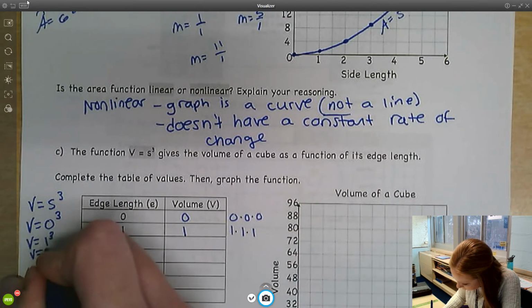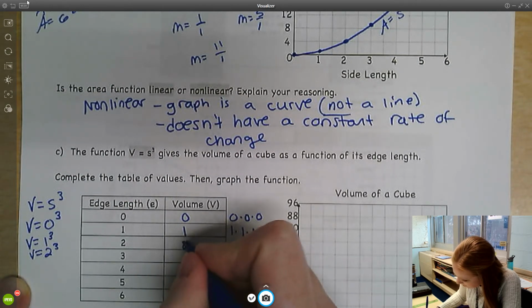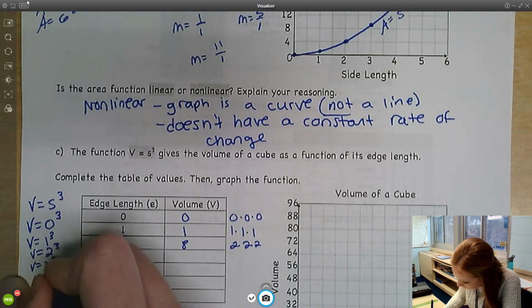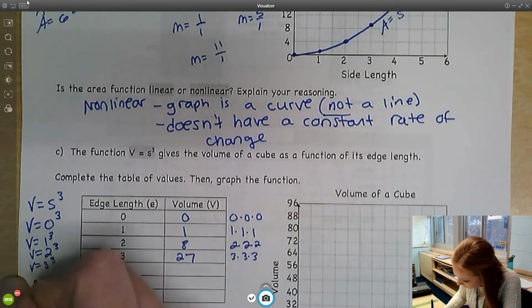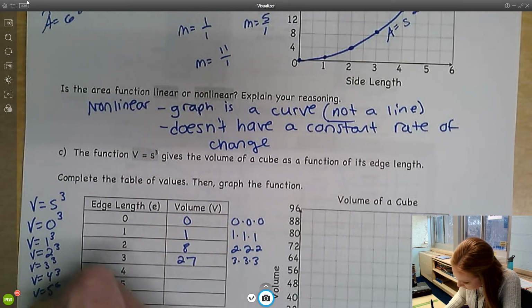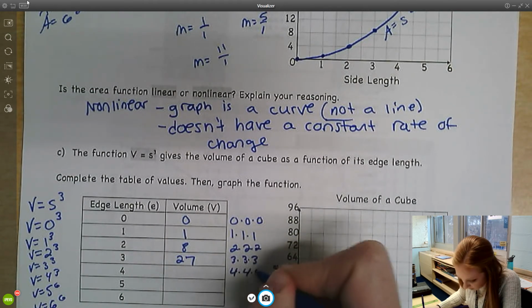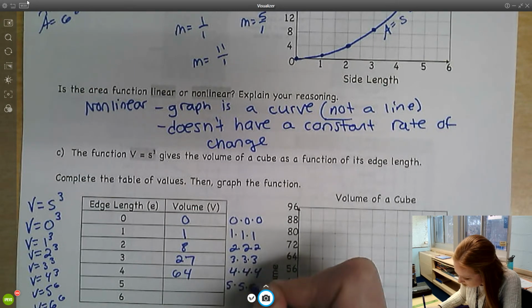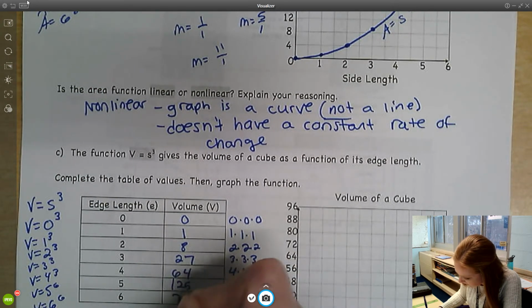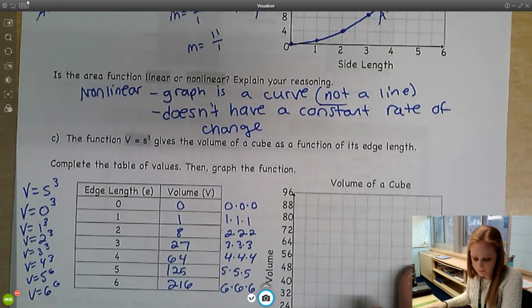2 cubed. 2 times 2 times 2, that's going to be 8. 3 cubed, that's 3 times 3 times 3, that's going to be 27. 4 cubed, 5 cubed, and 6 cubed. 4 cubed, 4 times 4 times 4, you can use your calculator, that's 64. 5 cubed, 5 times 5 times 5 is going to be 125. And 6 times 6 times 6 for 6 cubed is 216.